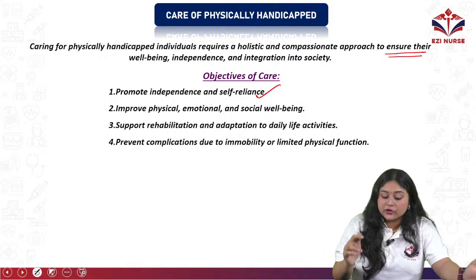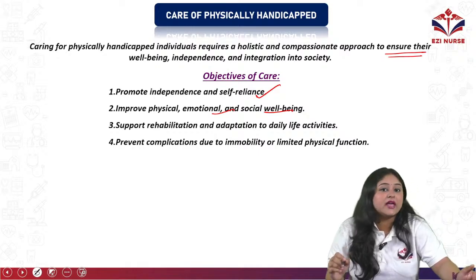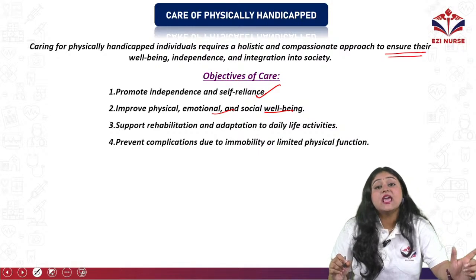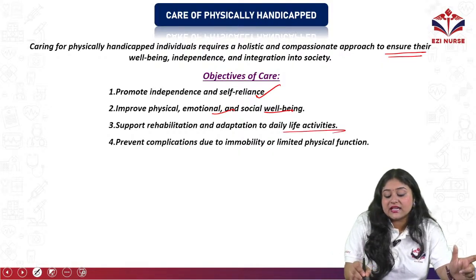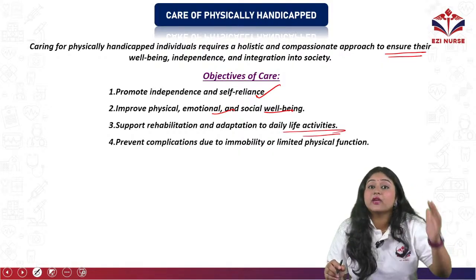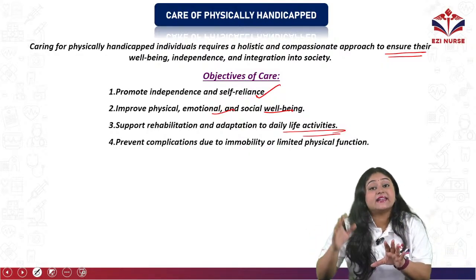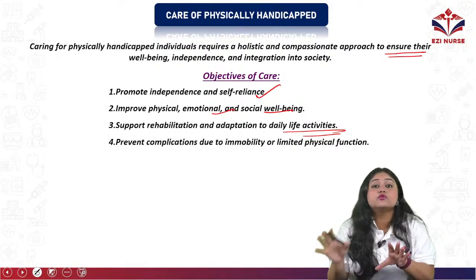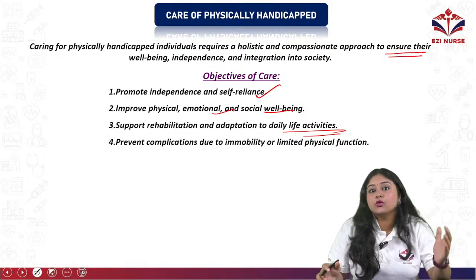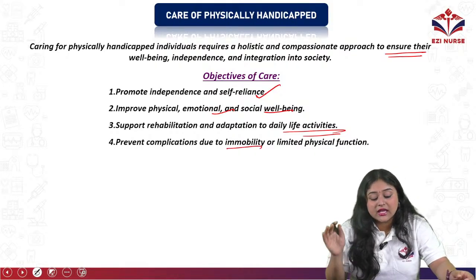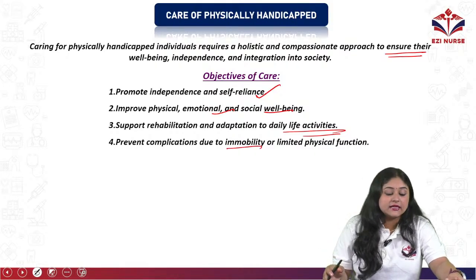We have to improve the physical, emotional and social well-being of that particular patient. We have to support the rehabilitation as well as adaptations of the daily life activities. We have to help the patients to do the daily living activities, and at the same time we have to influence them to do their own work by their own hand. Next, we have to prevent the complications due to immobility or limited physical function.